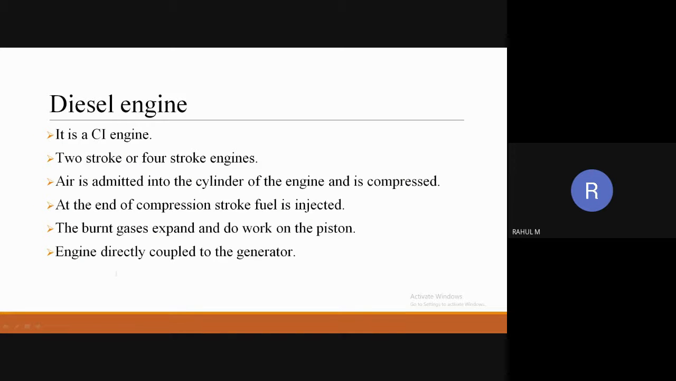Diesel engine. So basically, it's a CI engine. Even 2-stroke and 4-stroke engines are used. And as you can see, air is admitted into the cylinder of the engine and is compressed. At the end of the compression stroke, the fuel is injected. The burnt gases expand and do the work on the piston directly. And the engine is directly coupled to the generator. That's it. Okay. So the basic working of a diesel engine.